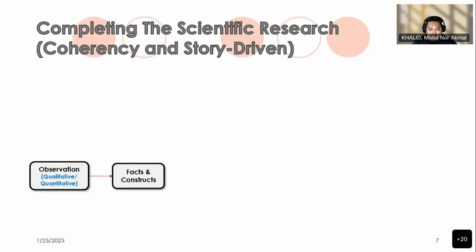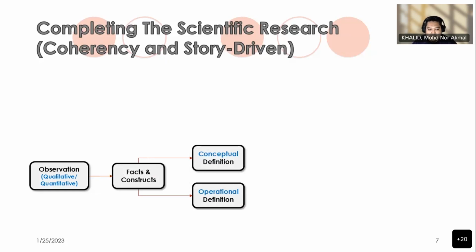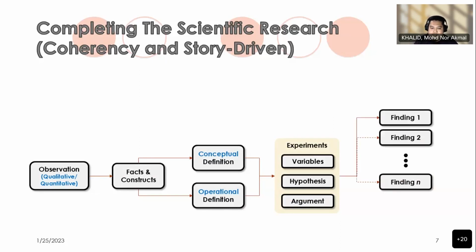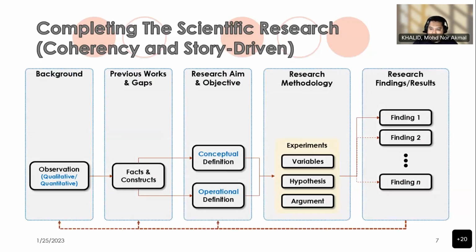So in this way, we can connect the observation to the facts and construct, and we can identify this based on the definition just now, and conduct certain experiments so that we can communicate our idea or construct just now. And what are the findings here? These are how we connect everything into a coherent structure. Basically, the observation that we have done previously should be your background, and your facts and constructs need to be supported by previous work and gaps that you identify from the literature and so on.